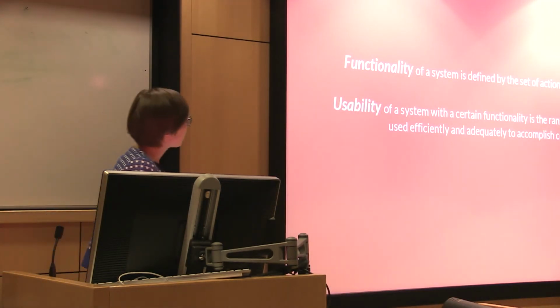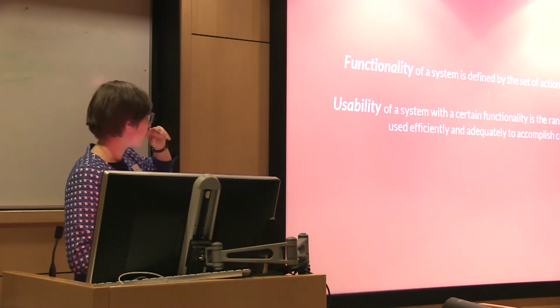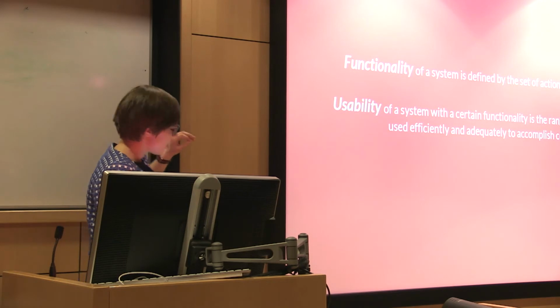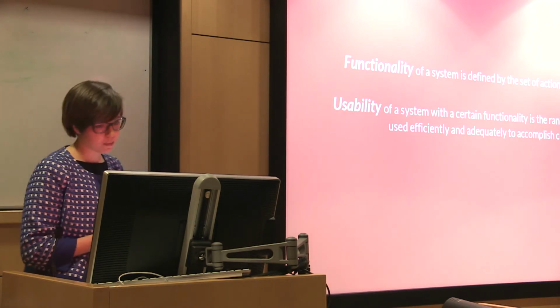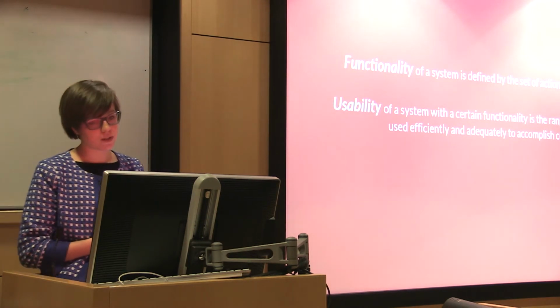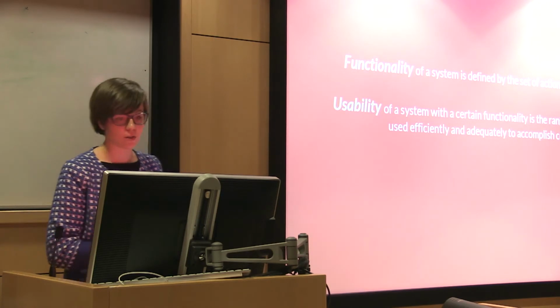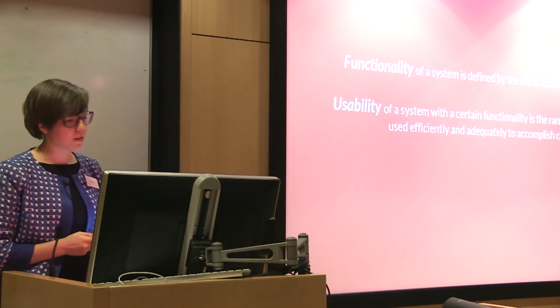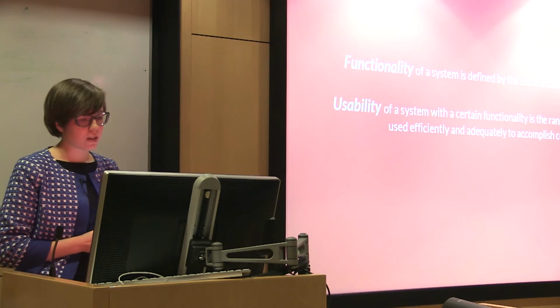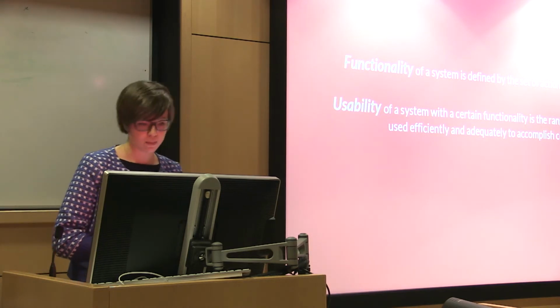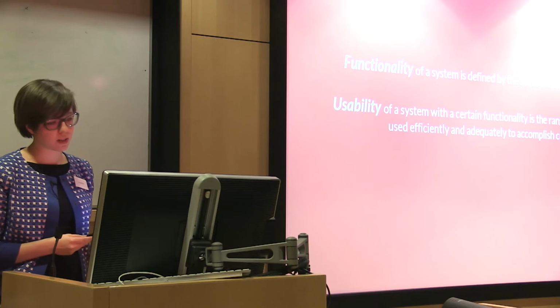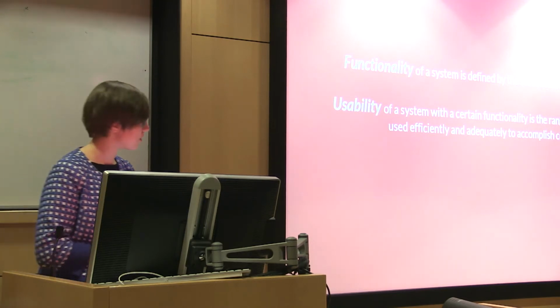Anyway, going back to the idea of user engagement and user experience, I'd like to draw your attention to those following statements. That functionality of a system is defined by the set of actions or services that it provides to its user. And usability of a system with a certain functionality is the range and degree by which the system can be used efficiently and adequately to accomplish certain goals for certain users.